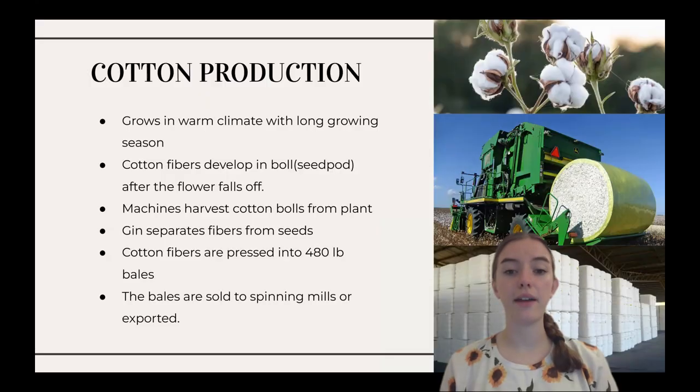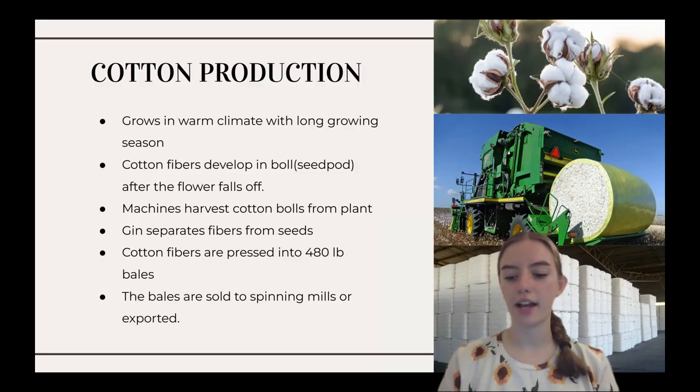And it separates the fibers from the seeds, and then the cotton fibers are pressed into 480-pound bales usually, and these bales are sold to spinning mills or exported to other countries where they are later processed into products we use today. So this next video that I'm going to show you guys is just of a cotton harvester, a cotton picker, harvesting cotton, and kind of how that works.